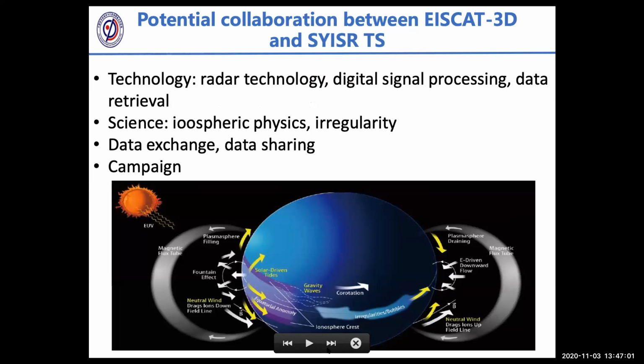Regarding the potential collaboration between ISCAT 3D and the SESAR tristatic system, first is technology. We use the same radar technology, digital signal processing and data retrieval, so we can collaborate with each other on those technologies. We can also collaborate on science, including ionosphere physics and ionosphere irregularity studies. We can do some data exchange and data sharing. And we can also run campaigns to measure specific space weather events. Okay, so next.